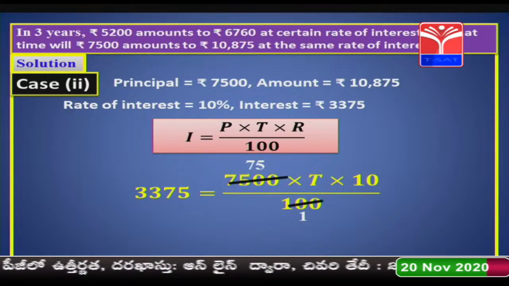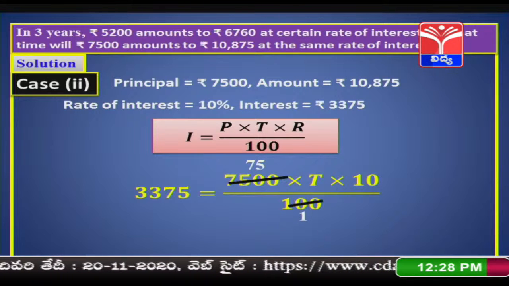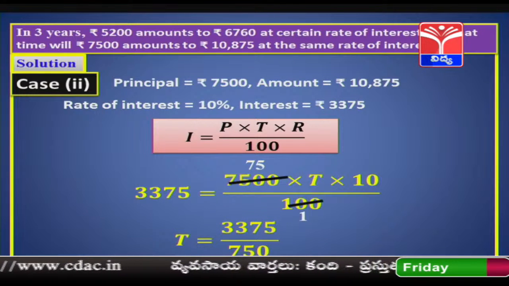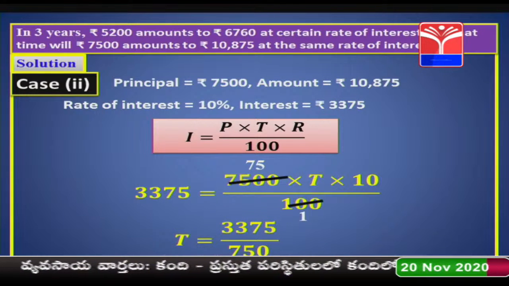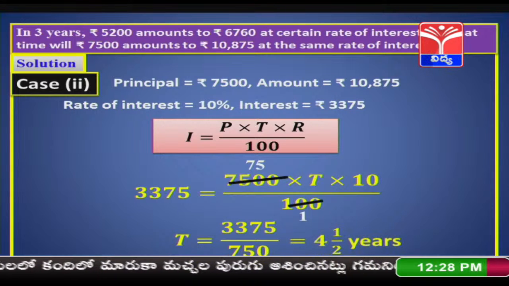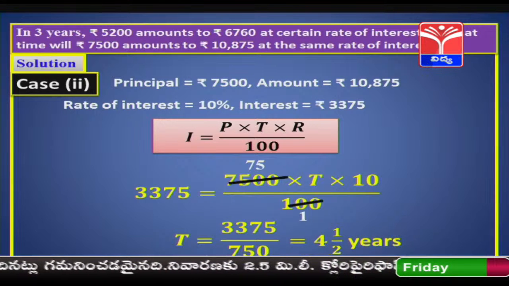Now, 100 goes 1 time, and 75 times in 7,500. So, what is left now? Yes, T value is 3,375 divided by 750. On simplifying, you get it as 4.5. That means the time taken is 4.5 years.